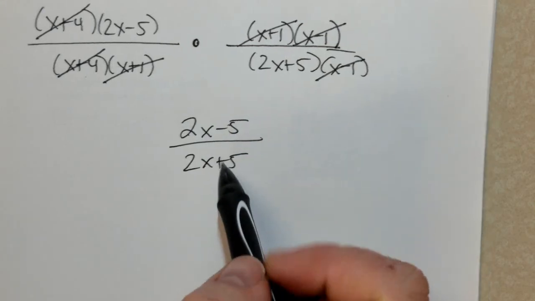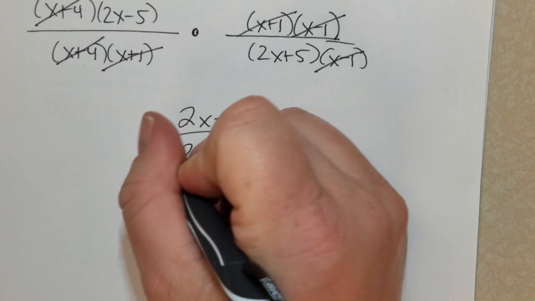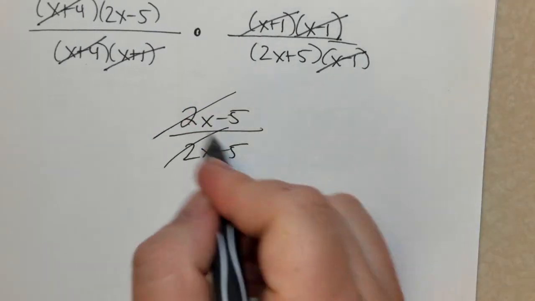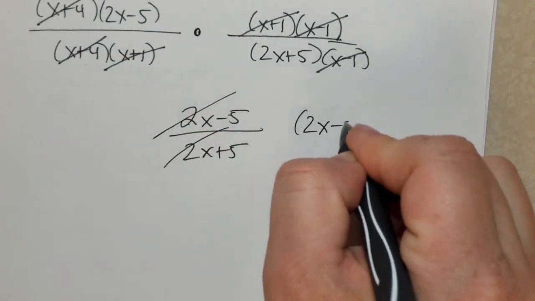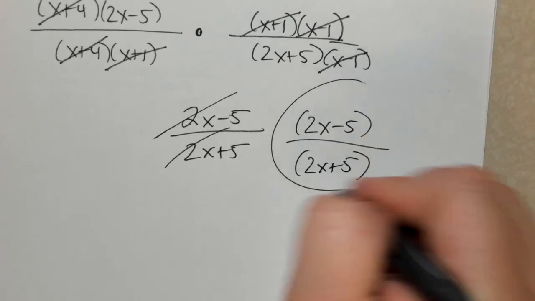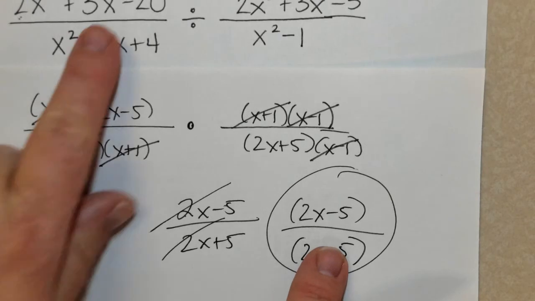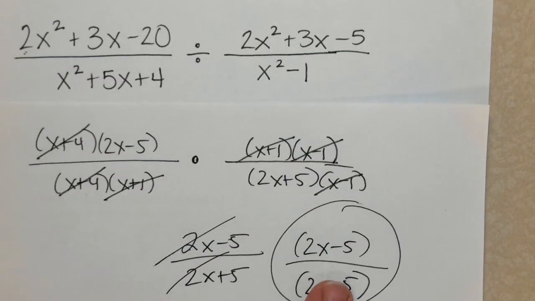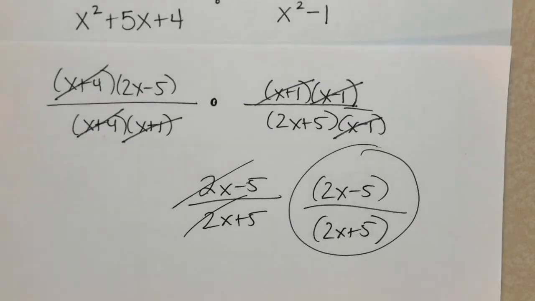What we cannot do, a common mistake is students want to do this. Cancel these two. No, they go together. It's like that previous problem I told you. It's almost like they're a couple. They have to stick together there. This is the reduced form of this original rational expression.